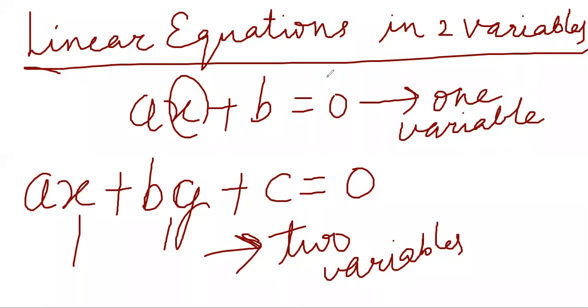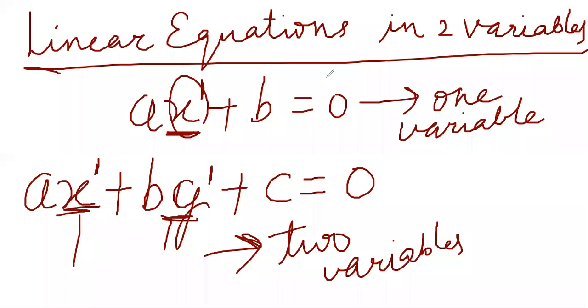First of all, in a linear equation the power should be 1. Linear means that the power should be 1. Here the power of x is 1. Here also the power of y is 1. So we say linear equation where the degree of the equation is 1. Degree means the highest power of the variable, and the variable power is given here as 1.